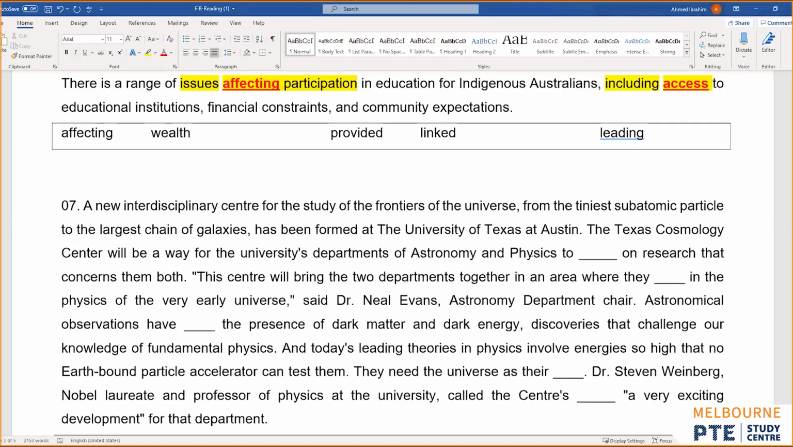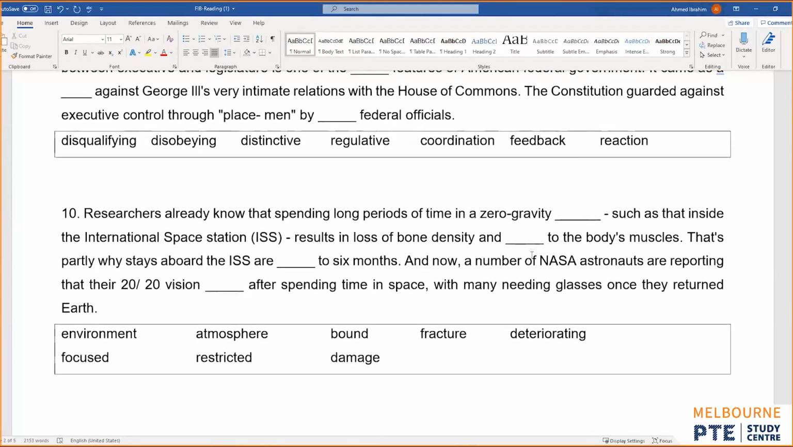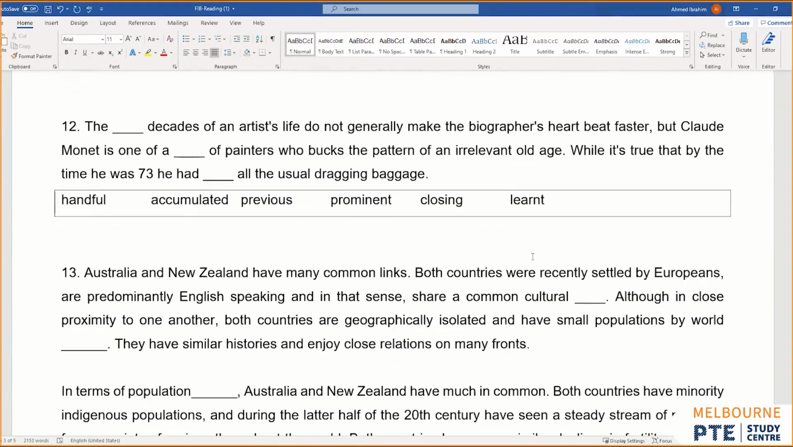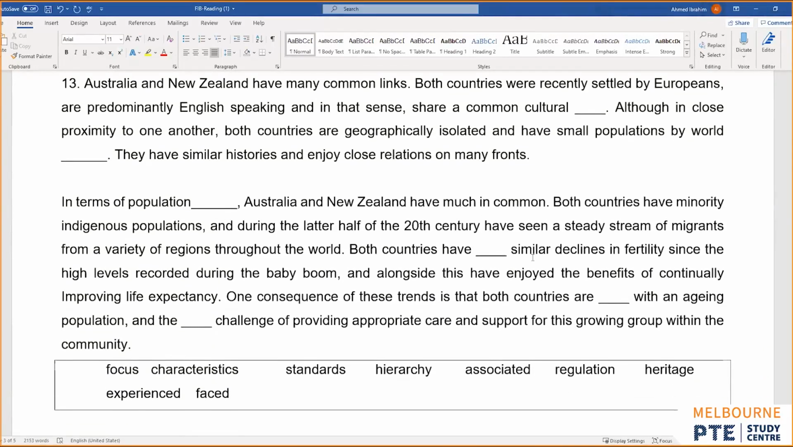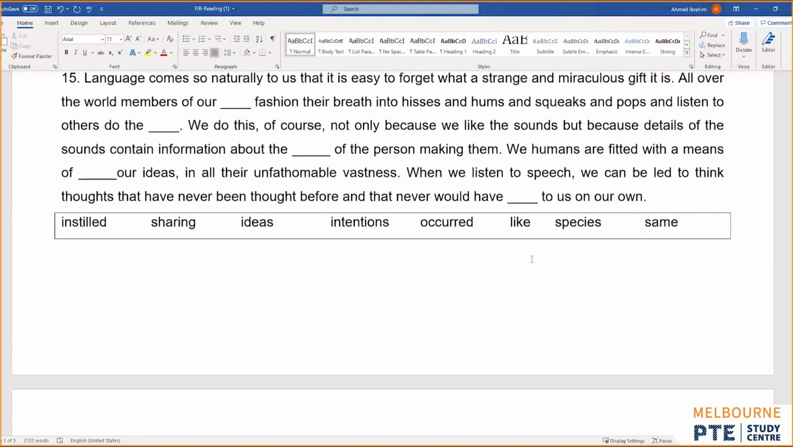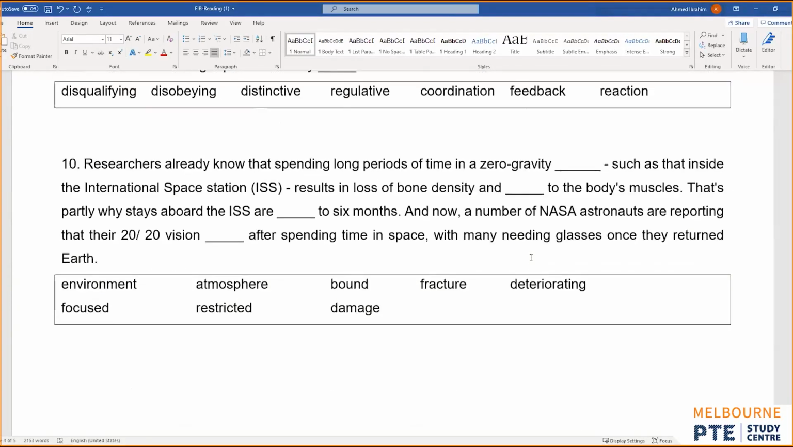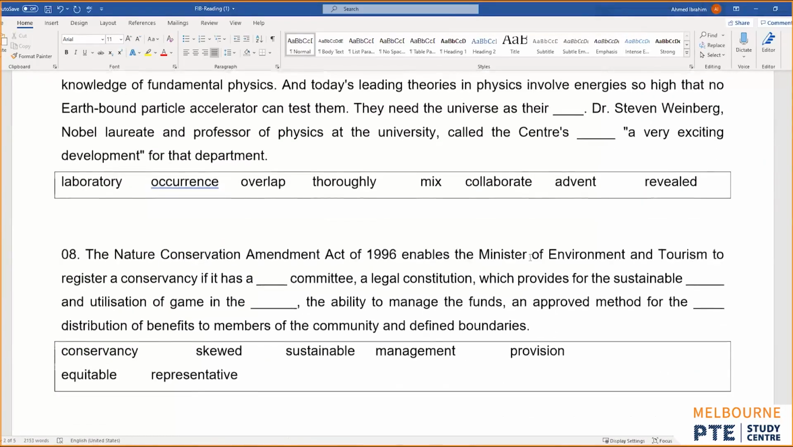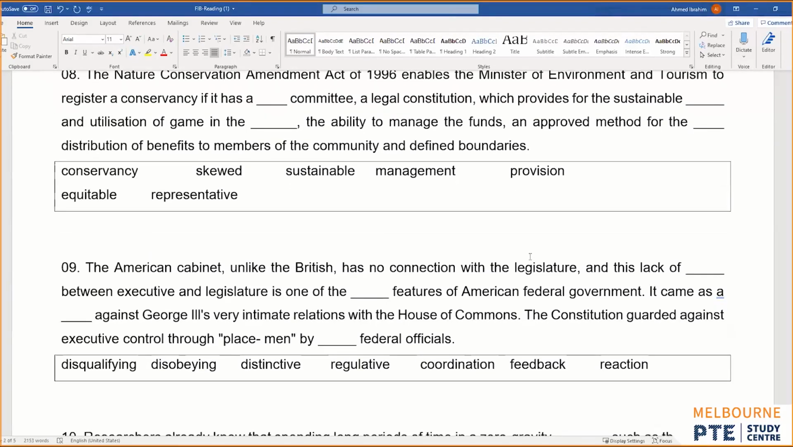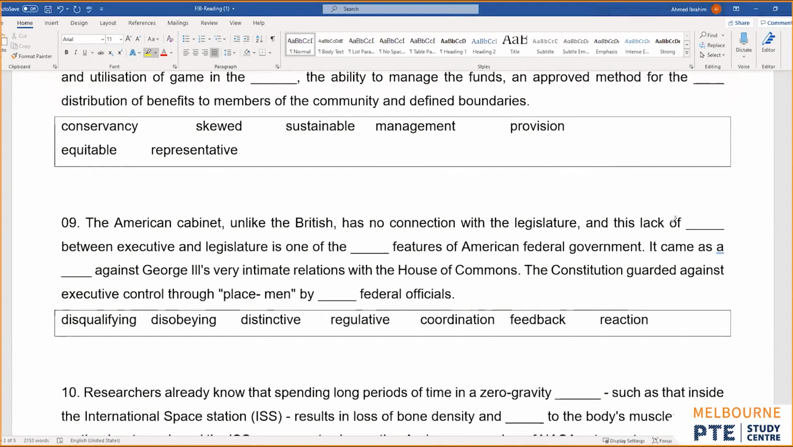Okay. All right. Now let's move on to some next questions. Okay, let's do this. This is a little bit difficult one. Go through this and then we'll have a look at it together.